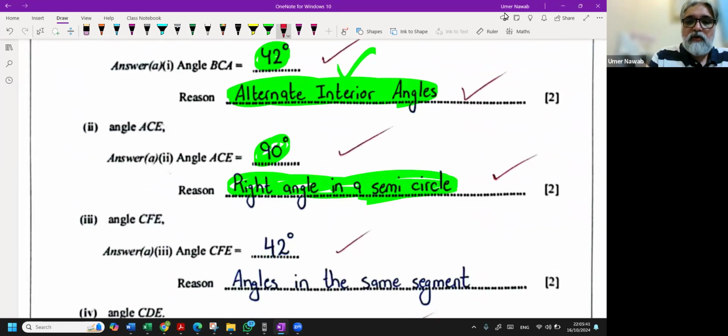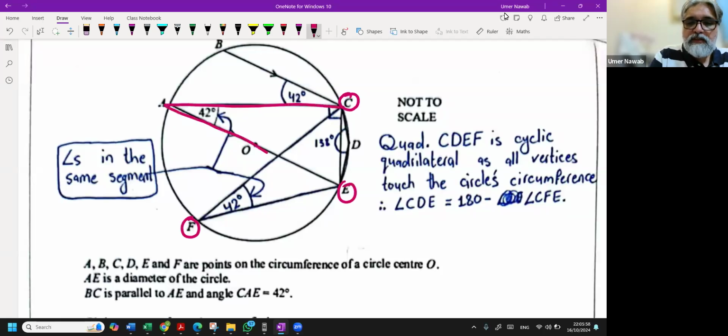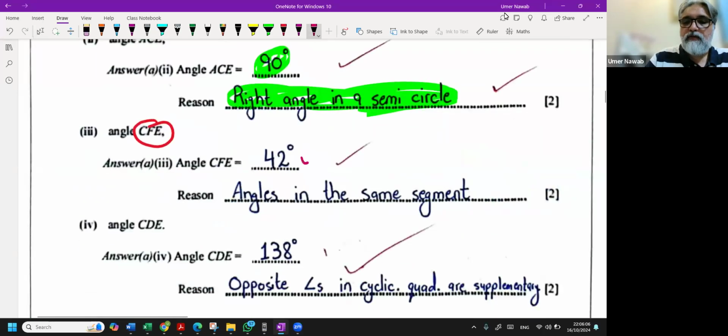Now I'm going to go with the CFE. So CFE, let me erase everything. CFE, this is C, this is F, and this is E. You remember, if this is 42, the angle in the same segment has to be 42 also. So which property? 42, angle in the same segment.